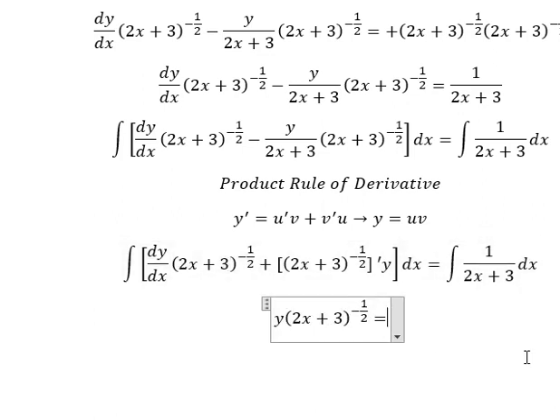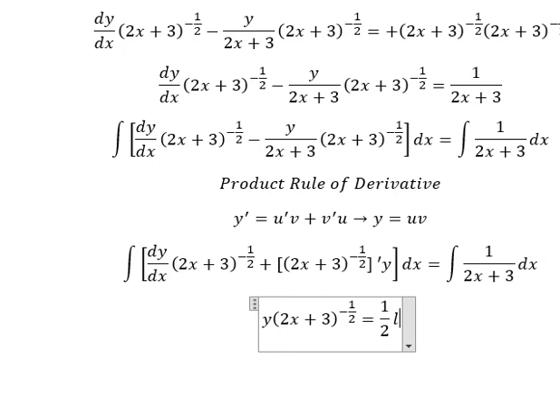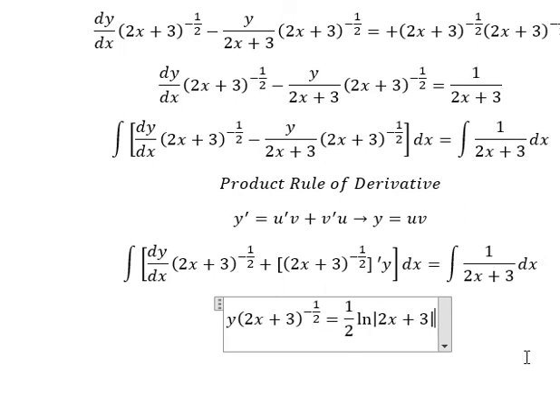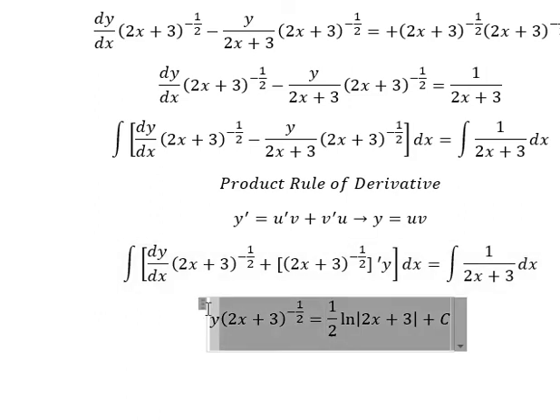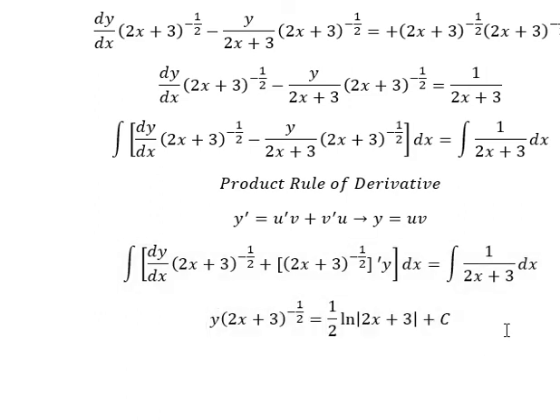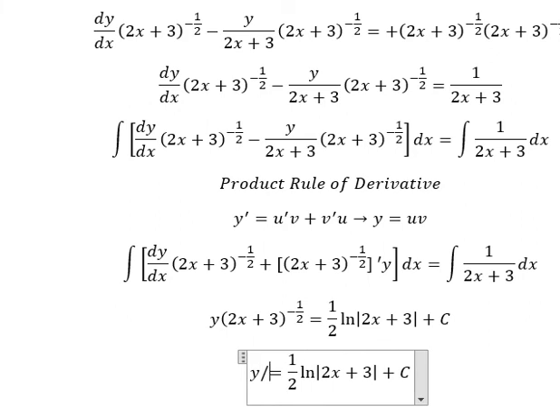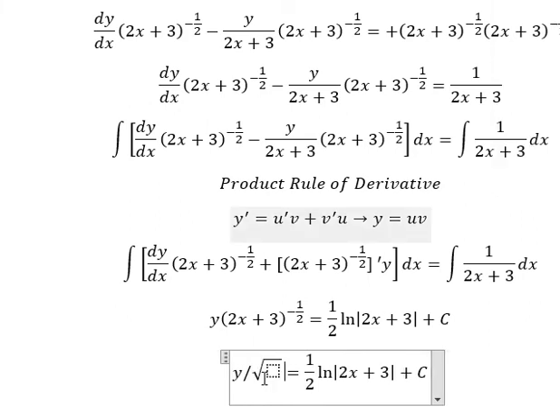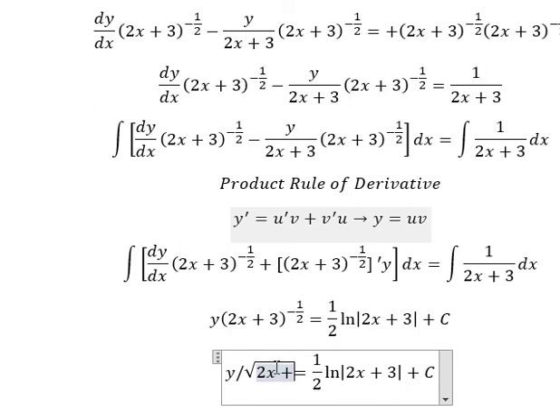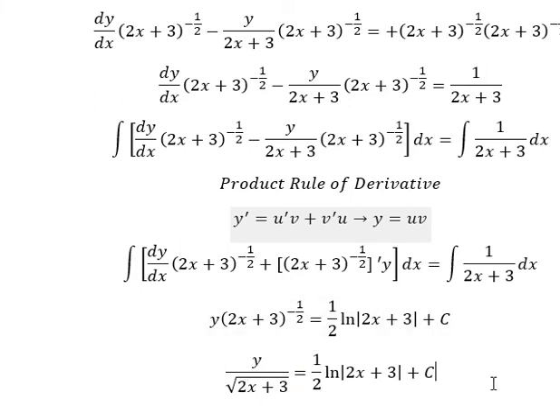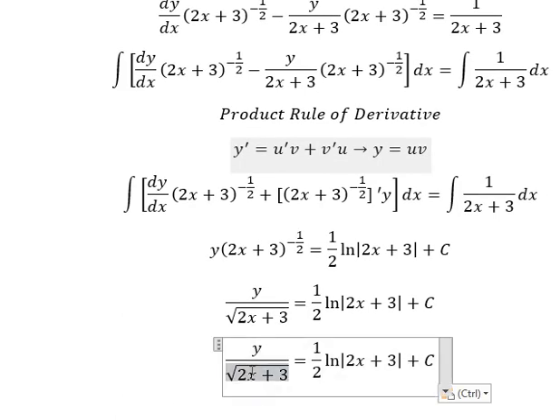About this one, we have 1 over 2 ln of the absolute value of 2x plus 3, and we put c. So we know that this one is the square root of 2x plus 3 on the denominator. So we multiply both sides by this one.